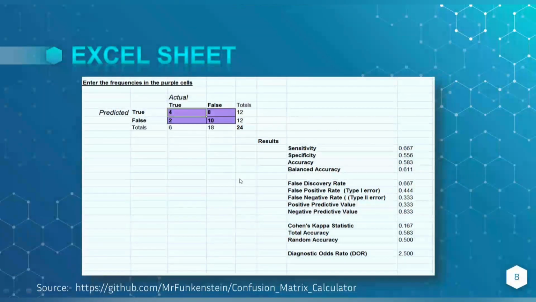Now I will show you this confusion matrix calculator. So what you should do, if you have a confusion matrix with all these values, then put it into this Excel sheet, then it will give us the value for all these classification metrics: sensitivity, specificity, accuracy, balanced accuracy, false positive rate, false negative rate, and so on. So just put it in this column and it will calculate for us all these metric values.